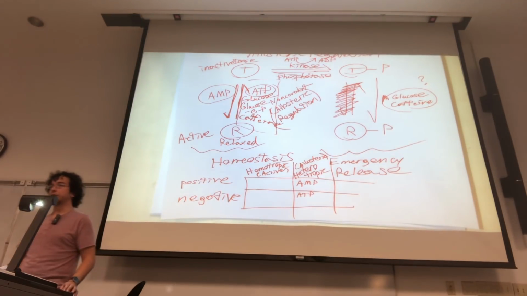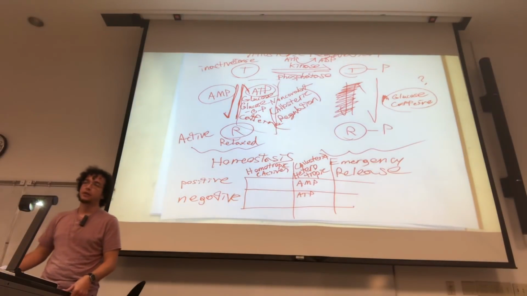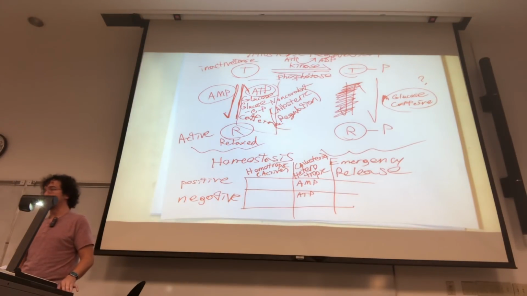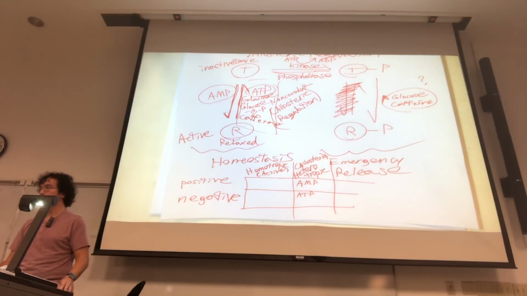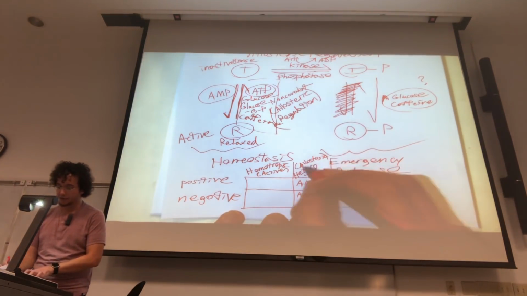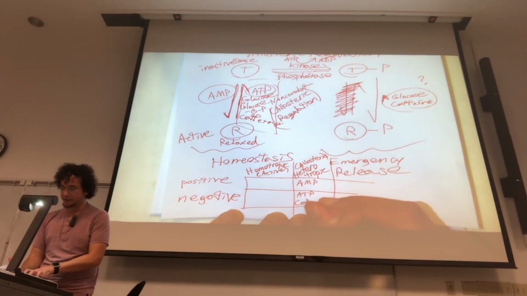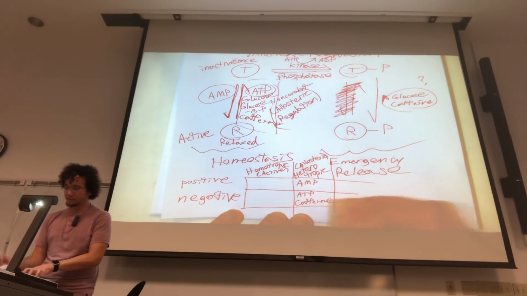I'm going to skip glucose and glucose 6-phosphate for a second and just go straight to caffeine. Caffeine also doesn't look anything like glycogen, so it couldn't go to the active site. So it turns out caffeine is also going to go to an allosteric site, and it is inhibiting the enzyme. So caffeine is going to go right here.